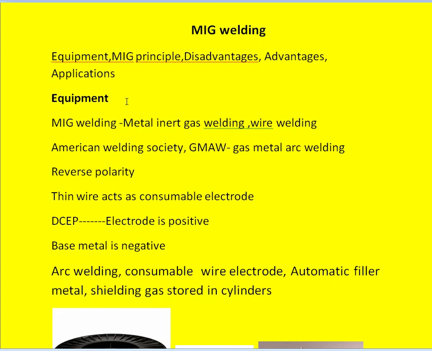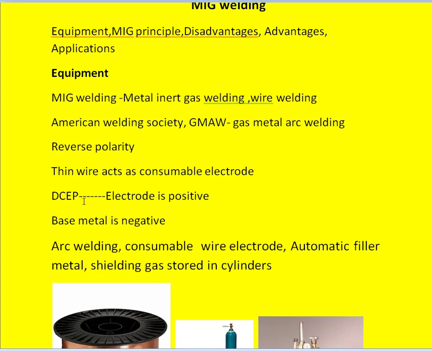First coming to the equipment and their names. Here MIG welding means metal inert gas welding. This is also called wire welding. The American Welding Society calls it the gas metal arc welding method, simply GMAW. There is another name for this, the reverse polarity welding method. In this method, a thin wire acts as a consumable electrode. There is a method of mentioning the electrode, that is DCEP.